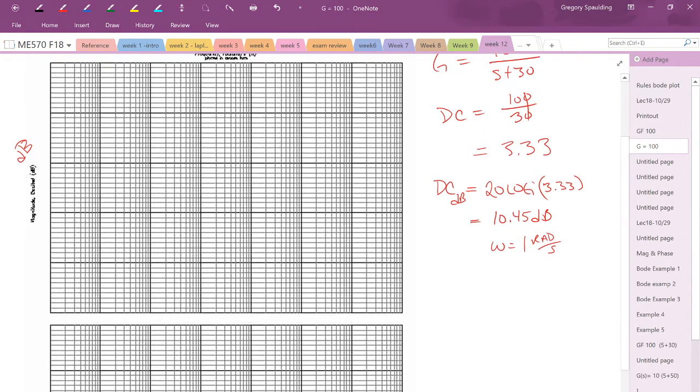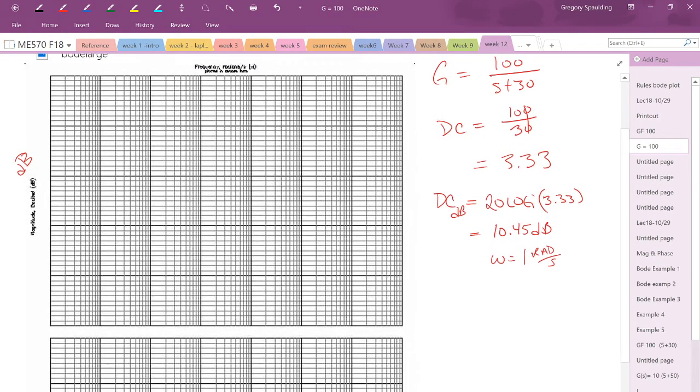So we come down here. Now we've got a semi-log graph paper in here, and so we've got a log on the x-axis. I'm going to start labeling this 10 to the 0, 10 to the 1, 10 to the 2, 10 to the 3, 10 to the 4, and so on. Okay, that should be good for this plot. And we know that 10 to the 0 is equal to 1. And so we're going to plot on this omega 1 line 10.45 dB.